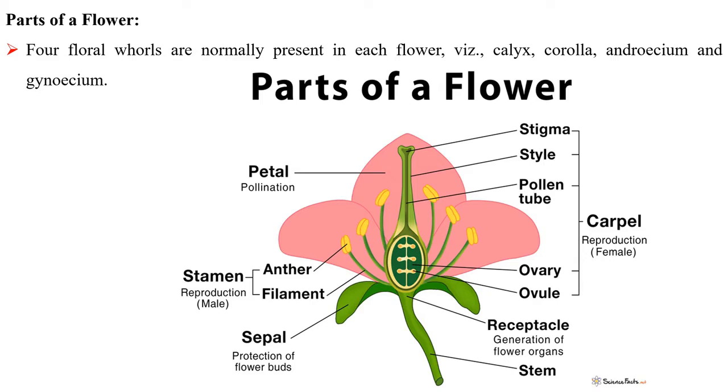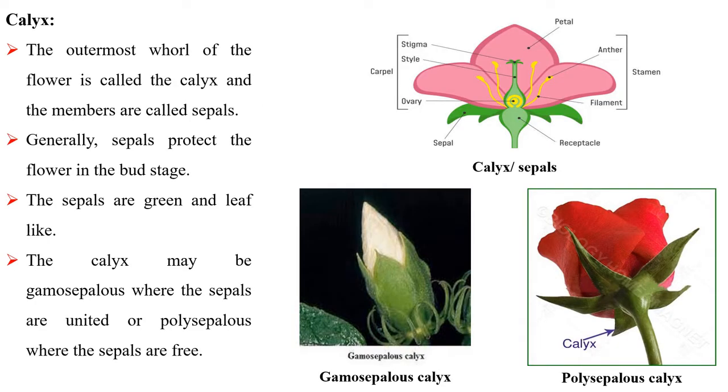Parts of a flower. Four floral whorls are normally present in each flower, namely calyx, corolla, androecium, and gynecium. Calyx. The outermost whorl of the flower is called the calyx and the members are called sepals. Generally, sepals protect the flower in the bud stage. The sepals are green and leaf-like. The calyx may be gamosepalous where the sepals are united or polysepalous where the sepals are free.